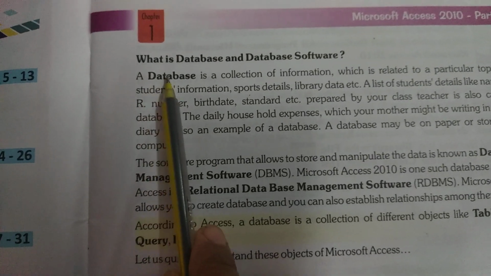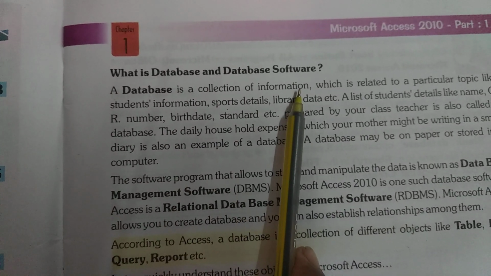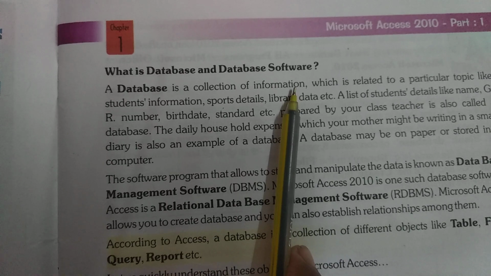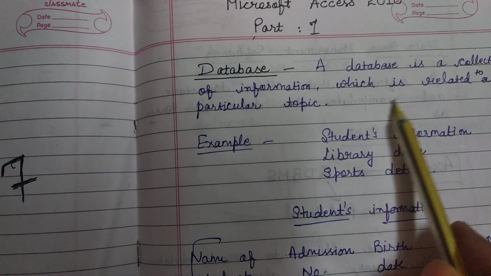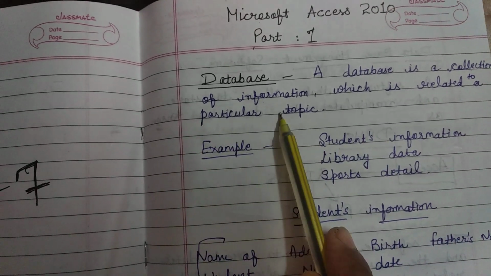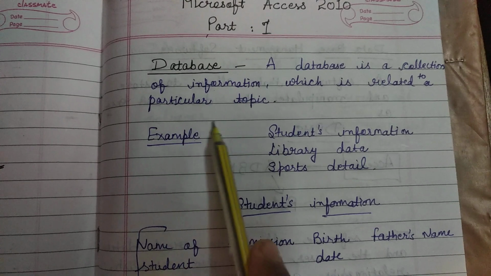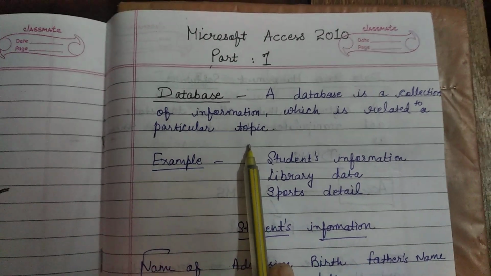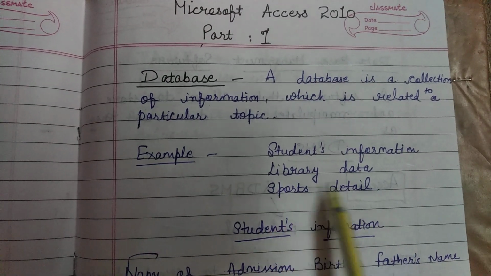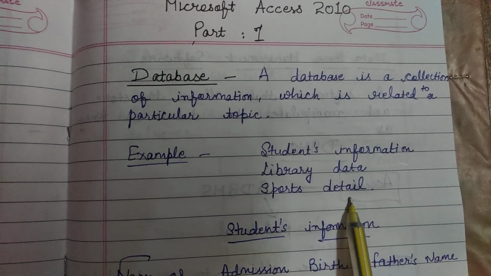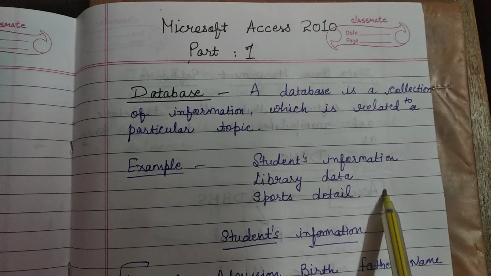First topic is what is database and database software. We will learn about database and its software. So, database is a collection of information which is related to a particular topic. For example, students information, library data, sports detail. All these may be different databases.